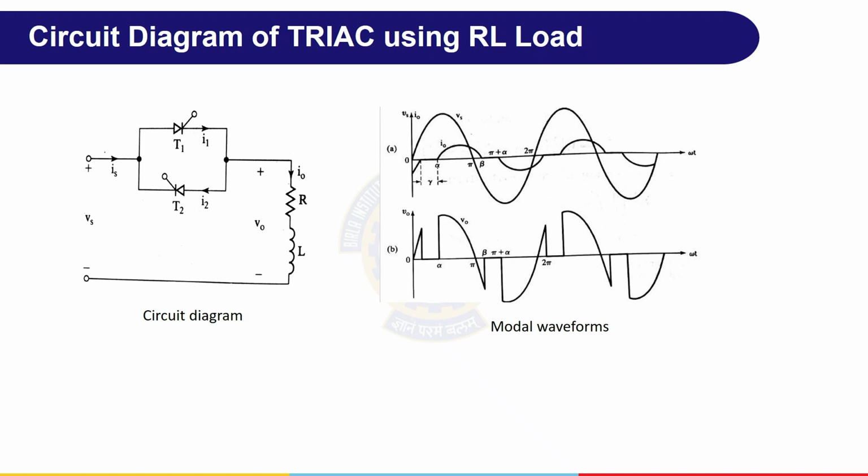Circuit diagram of TRIAC using RL load. So instead of R, it is connected as R and L. So these are the model waveforms.